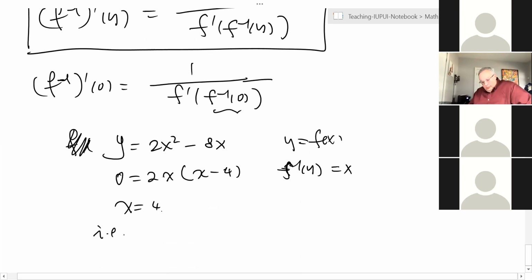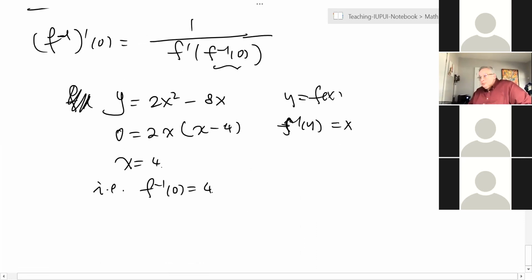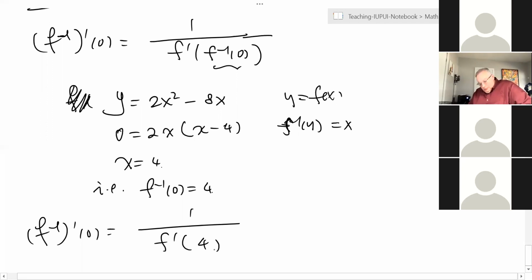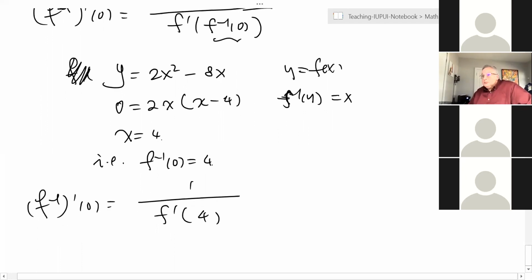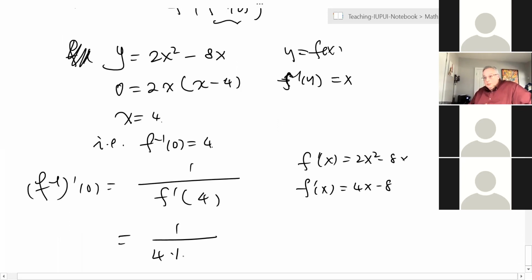So if you plug into the formula, you can apply x equals 4, right? Then it's easy to differentiate the original function. Original function f(x) equals 2x squared minus 8x, f prime of x equals 4x minus 8. So that's why it equals 4 times 4 minus 8, 1 over 8. You see, you get the same answer.